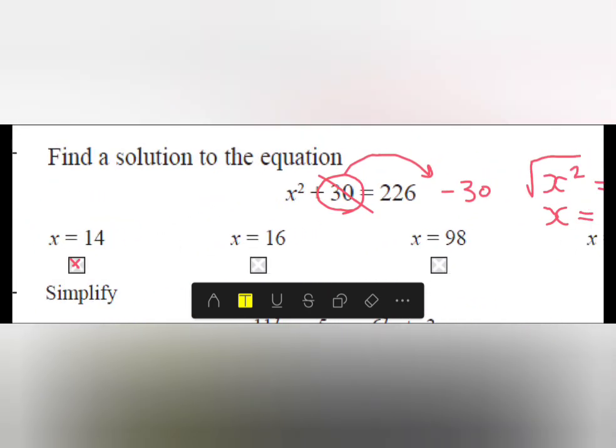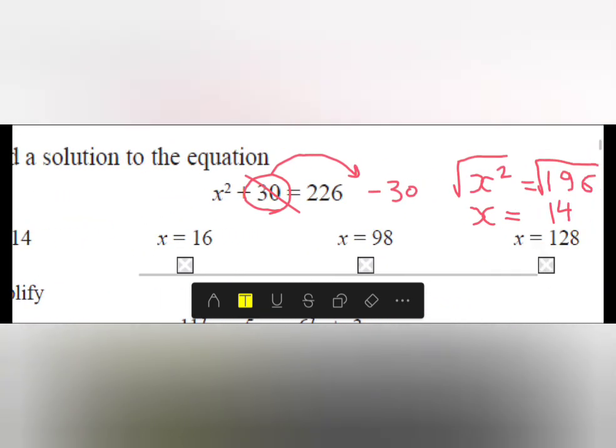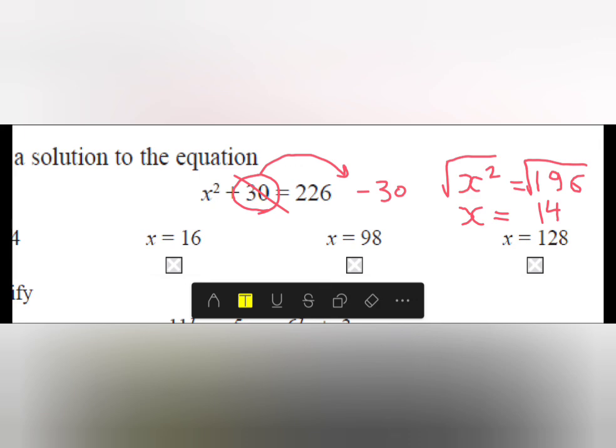I hope you understood the idea, because in equations we have to simplify as much as possible, and to solve an equation or find a solution for the equation, we have to find the value of the variable.